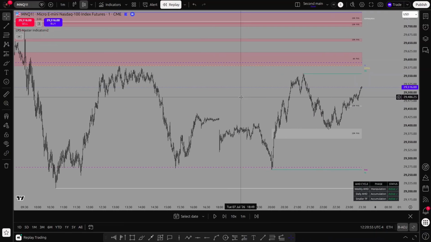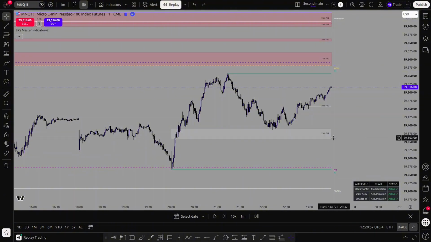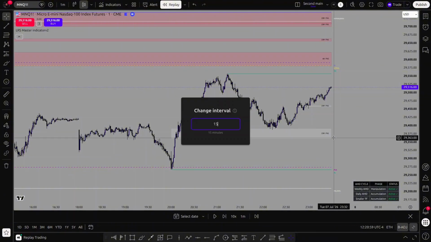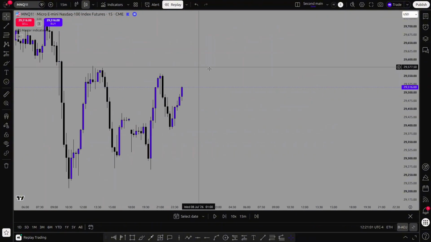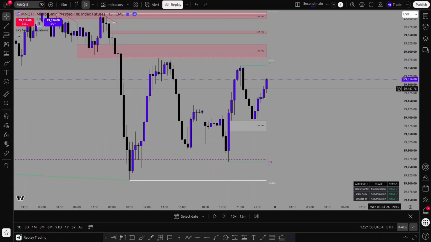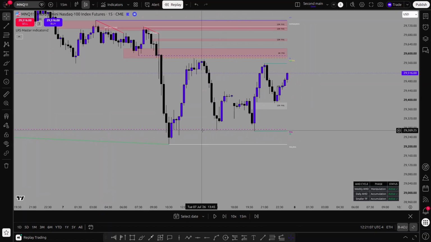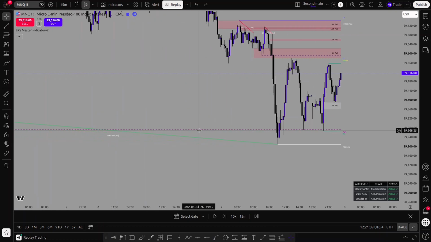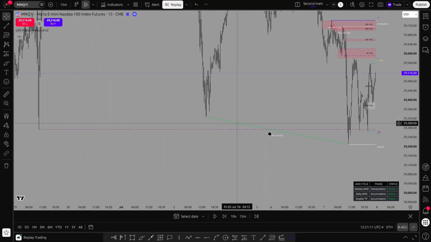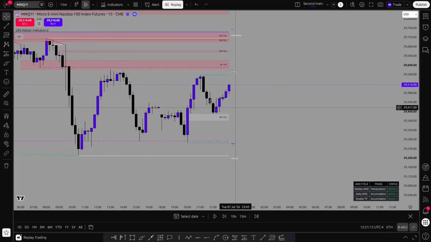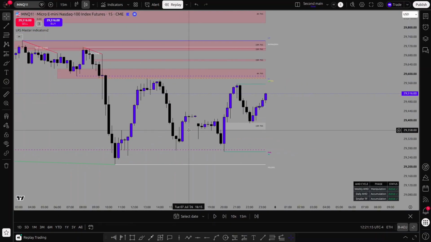So first, I want to identify my market structure and my key levels on a higher time frame. I know that the market is most likely to be bullish. Why? We have just swept a higher time frame key level, previous week low. We have a 1 hour SMT at these lows as well, and the market seems to be respecting bullish structure.